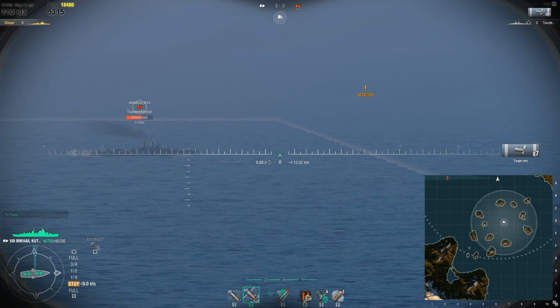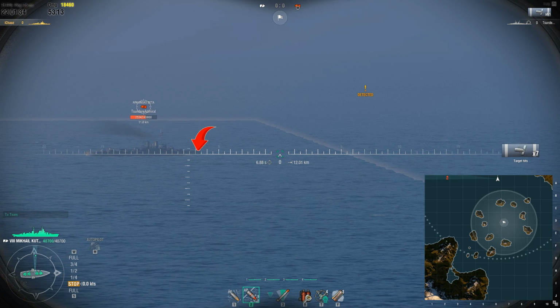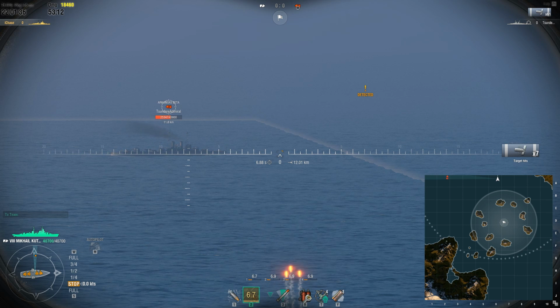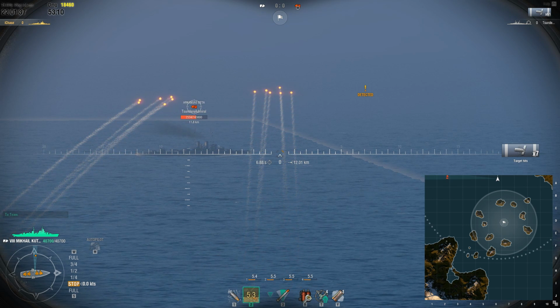On this particular salvo, take a look at where the aim point is, 6.88 seconds. I've got it pretty close to where the bow of the ship would be. And take a look at where my shells end up going. They're pretty much going to land smack bang in the middle of the ship.